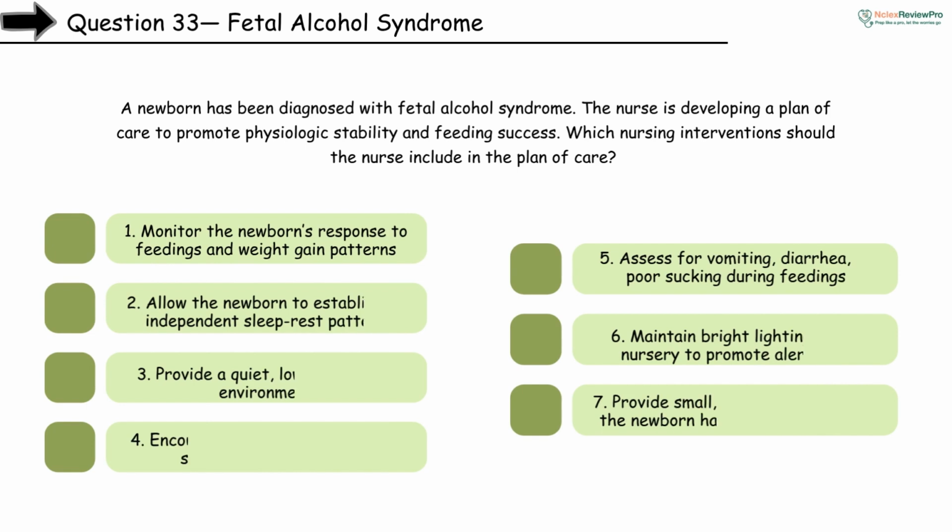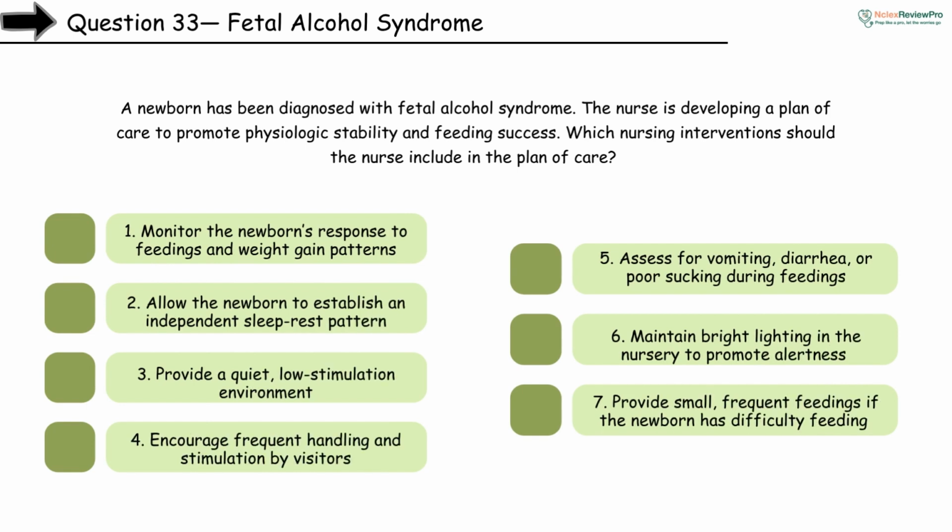Let's look at the options. 1. Monitor the newborn's response to feedings and weight gain patterns. 2. Allow the newborn to establish an independent sleep-rest pattern. 3. Provide a quiet, low-stimulation environment. 4. Encourage frequent handling and stimulation by visitors. 5. Assess for vomiting, diarrhea, or poor sucking during feedings. 6. Maintain bright lighting in the nursery. 7. Provide small, frequent feedings if the newborn has difficulty feeding.